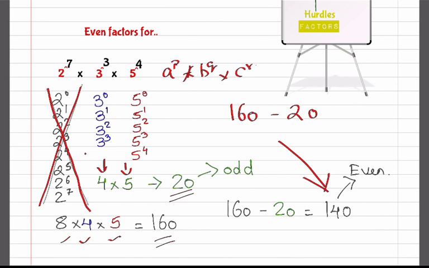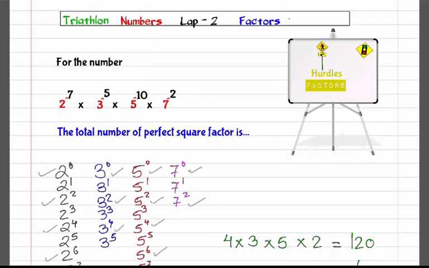How many factors will be even factors in this number? Okay, so I found out odd. Total minus odd gave me the answer for even number of factors. Okay, let's go for the next now. So the next is this.